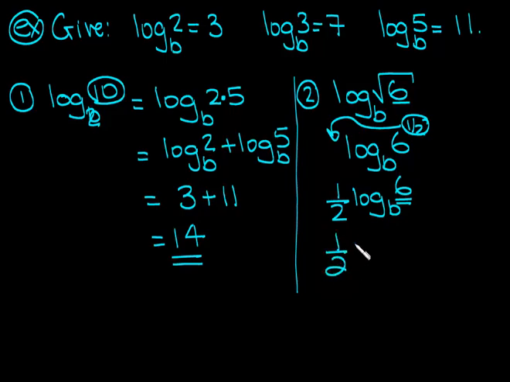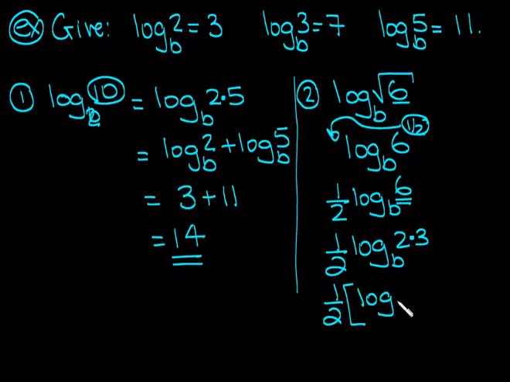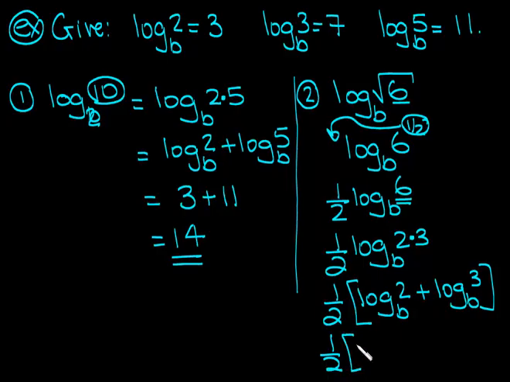Now I can ask myself, how can I write 6 using 2, 3, and 5? Well, that's easy, because 6 is just 2 times 3 base b. So I can write it as 1/2, and make sure you put brackets now, because we're going to use a product property, so we're going to end up with a sum of two terms. If I don't put the brackets here, it looks like I'm only multiplying log of 2 by half. It's actually the whole thing. Then I get 1/2. I know log of 2 is 3, log of 3 is 7. So you get 10 divided by 2 is 5.